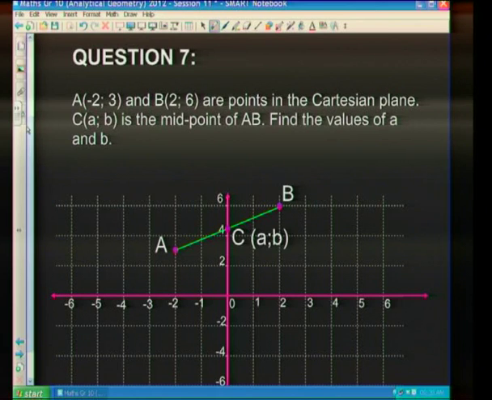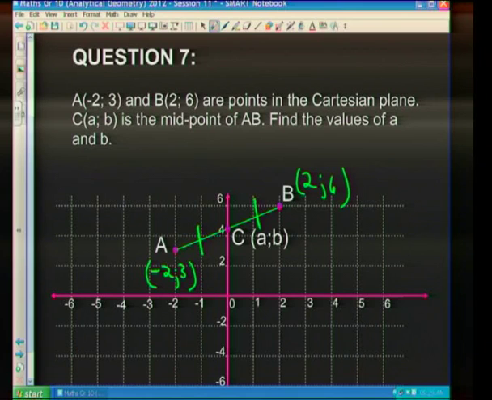The first question, question 7, is mostly now on the midpoint. It's actually a really lovely question. It says A is minus 2, 3. I'm going to just write the coordinate in. And B is 2, 6. They are points in a Cartesian plane. They also tell us that C is the midpoint of AB, and they ask us to find the coordinates of C. Guys, very, very easy.